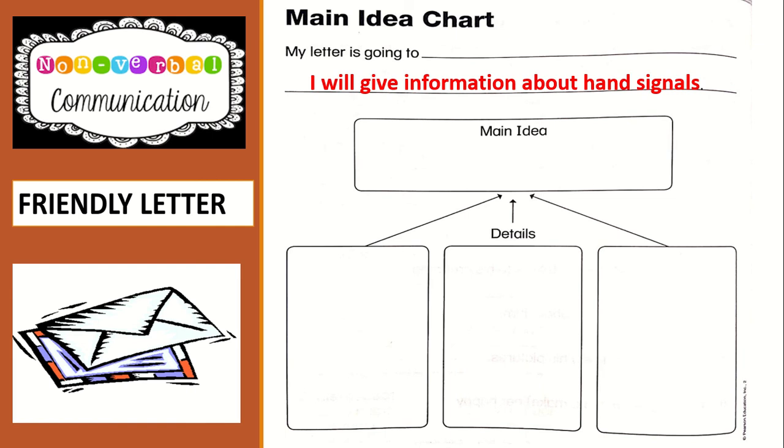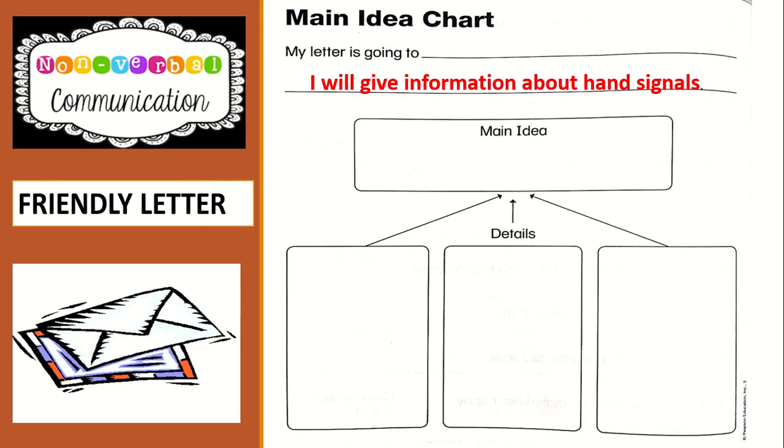Now, as you can see in your book, you are going to write a letter. This letter will give information about hand signals. Here on the first line, my letter is going to, you're going to write the name of your friend here. Then, as you can see, we have the main idea box here, and below, we have 3 boxes for details. Right?